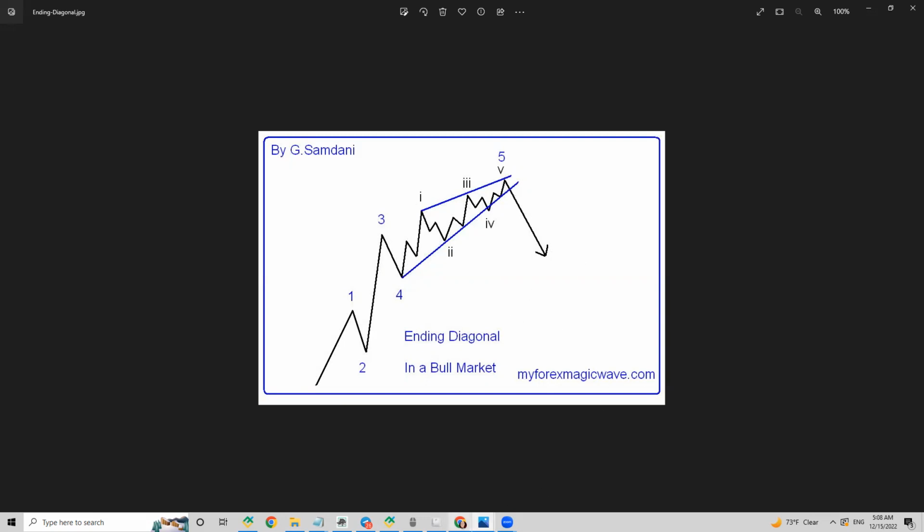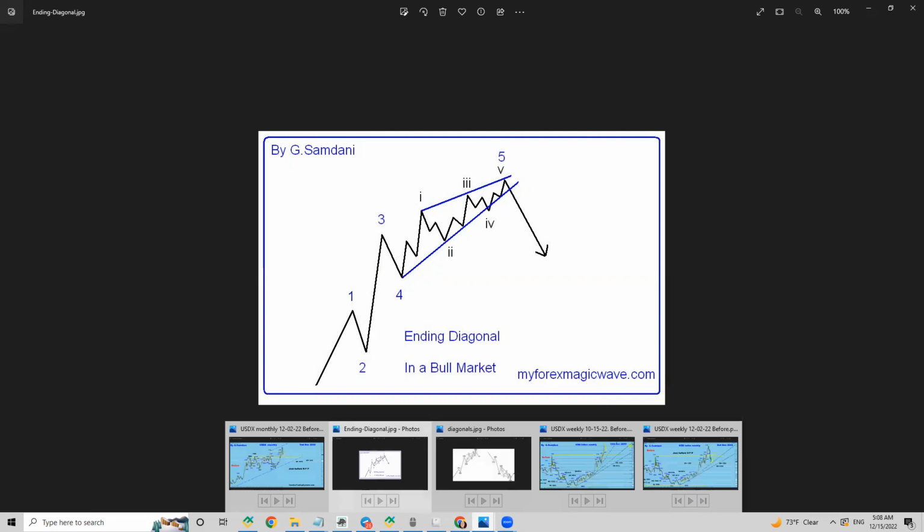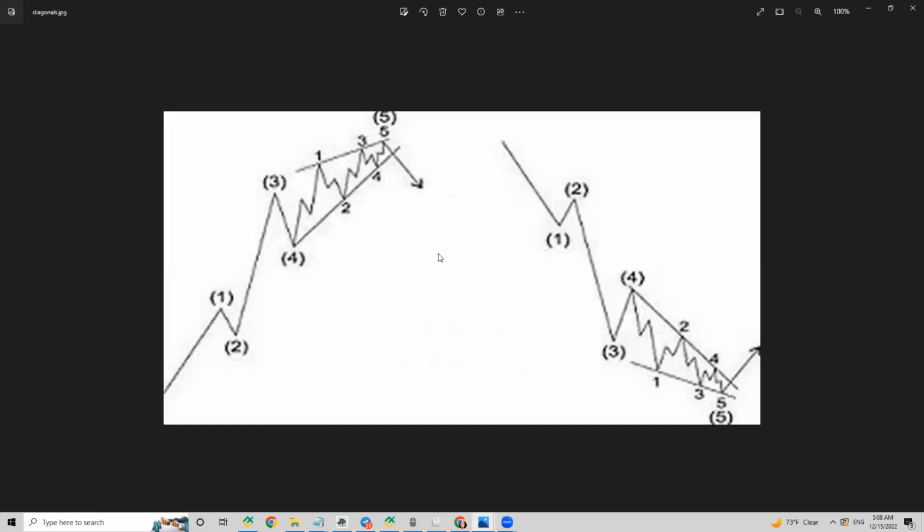And I found a diagram from the internet, and I got it for you. Let me show. Okay, here. Okay, this one. See, this is the bullish one, just like I showed you, and just the opposite is the bearish one. So what happens is wave 1, 2, small wave 2, 3, small wave 4, and then 1, 2, 3, 4, 5, and it breaks out from there and then moves on.